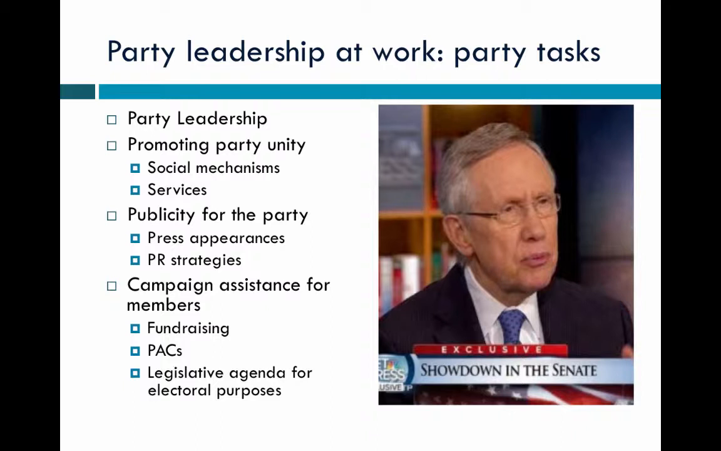and which committees get certain members of Congress. There's also the issue of promoting party unity, and this can be done through social mechanisms, parties, gatherings, networks of spouses, families, etc. Press appearances can be used for publicity for the party, but also there are services done on behalf of partisans for their members, like the scheduling of members' bills based on certain priorities, and so on. Publicity for the party, press appearances, PR strategies, those are all party leadership mechanisms for making sure that the party message is heard. And then there's electoral or campaign assistance for members. So things like fundraising, the use and setup of political action committees, and allowing people to introduce things in advance in a legislative agenda for electoral purposes.